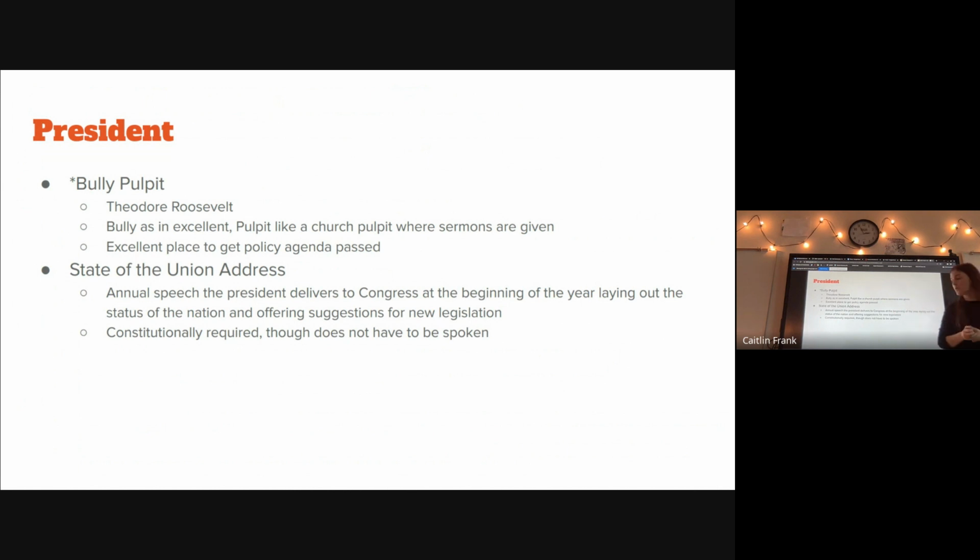And then another constitutional requirement of the president is a State of the Union address. However, they don't have to give it in person. And it used to just be mostly a written address, but now in recent times, it's become a hugely publicized, huge pep rally event where the president lays out what he's done and what the plan is for the future.